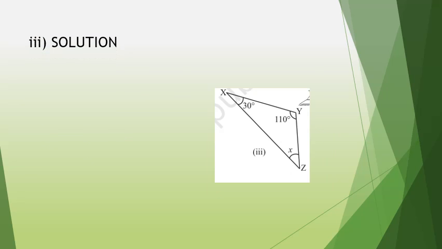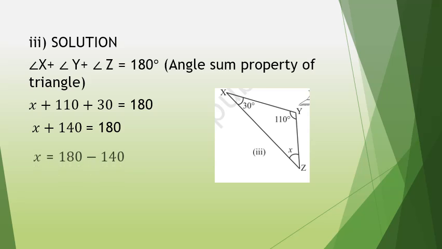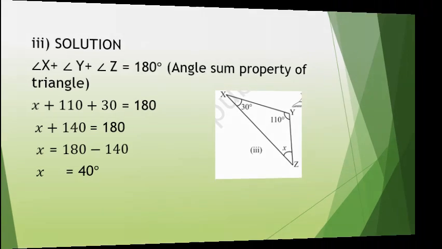Next, question number 3. Triangle XYZ is given. By angle sum property of a triangle, we can write angle x plus angle y plus angle z equal to 180 degrees. Now we substitute the values, we get x plus 110 plus 30 equal to 180, or x plus 140 equal to 180 degrees, or x equal to 180 minus 140, that's equal to 40 degrees.